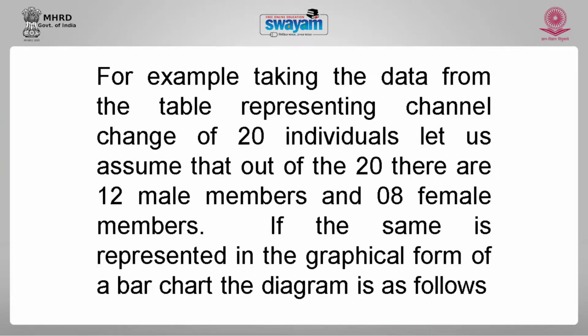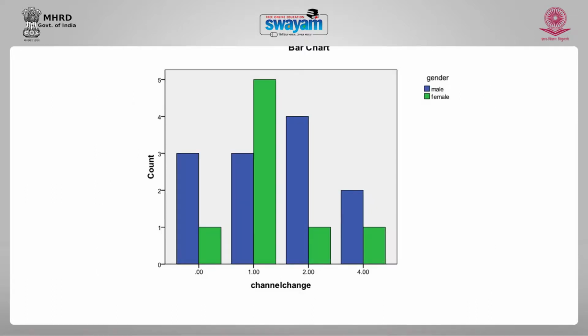For example, taking the data from the table representing channel change of 20 individuals, let us assume that out of 20, there are 12 male members and 8 female members. If the same is represented in the graphical form of a bar chart, the diagram will look like this. In this diagram, on the OX axis, 4 channels are depicted, and on the OY axis, the number of individuals changing the channels are depicted, and the different bars represent the male and female.